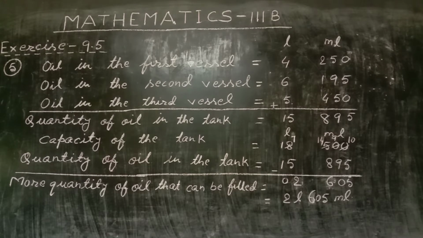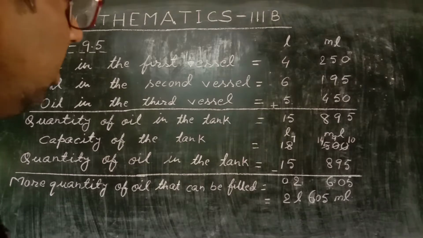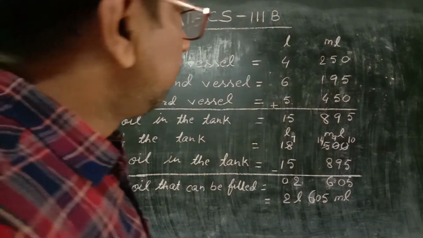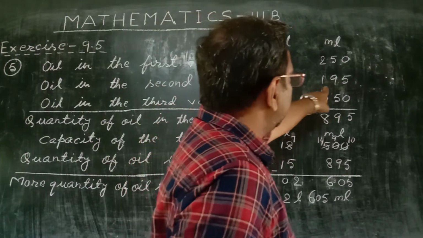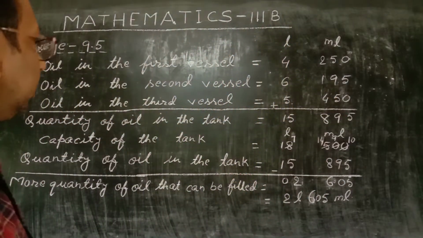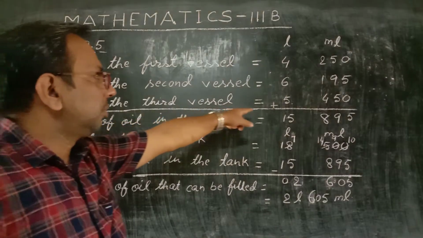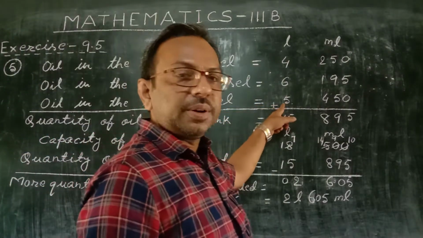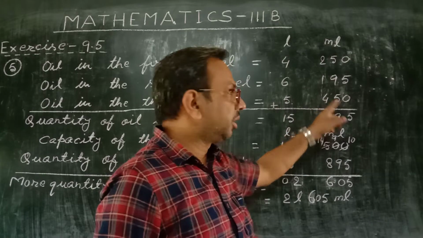So for that I have written the statements. Oil in the first vessel equal to 4 liter 250 milliliter. Oil in the second vessel equal to 6 liter 195 milliliter. Oil in the third vessel equal to 5 liter 450 milliliter.